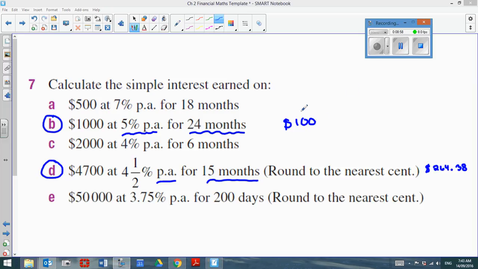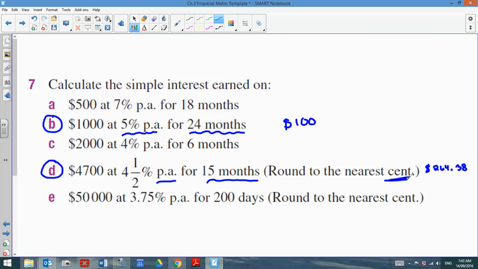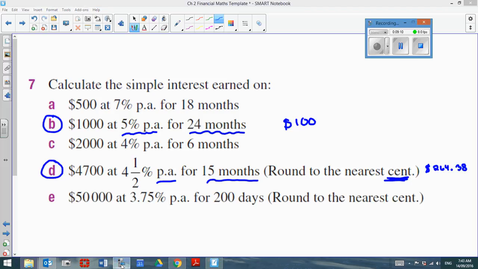So for 7B, we should get $100. For 7D, we should get $264.38 because we're rounding to the nearest cent. All right, so just make sure that when I walk around, I can see your work on the paper.